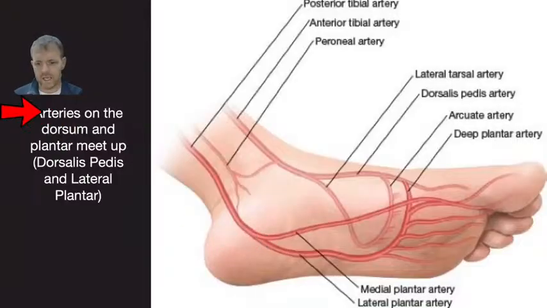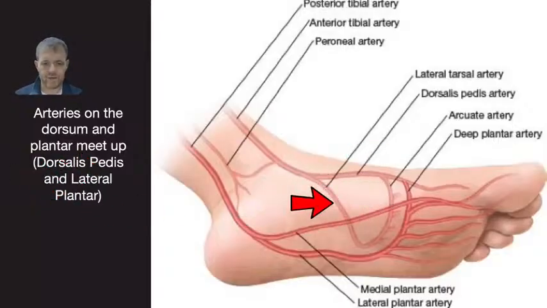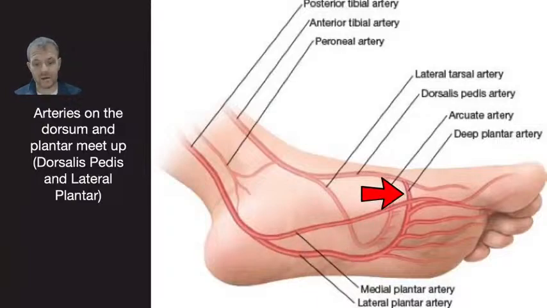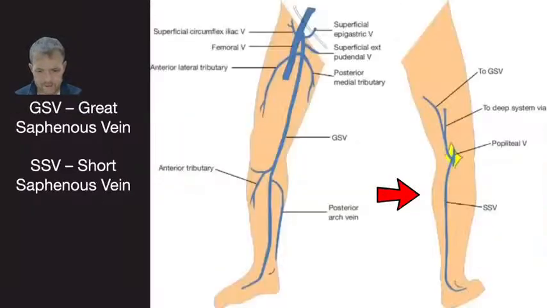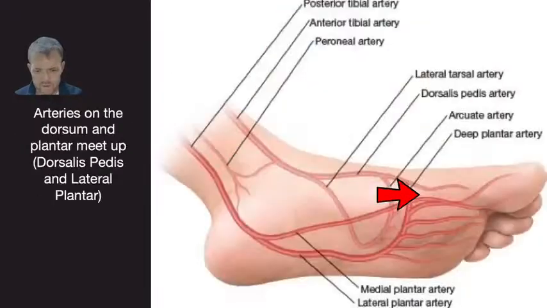Okay, so we've got arteries on the dorsum and the plantar that meet up. So we've got the dorsalis pedis and the lateral plantar, and they'll meet up. They're originally from the posterior tibial, but these will meet up to form a loop. Okay, all around there. Cool, and we'll go over that one in a sec. Let me just show you these.